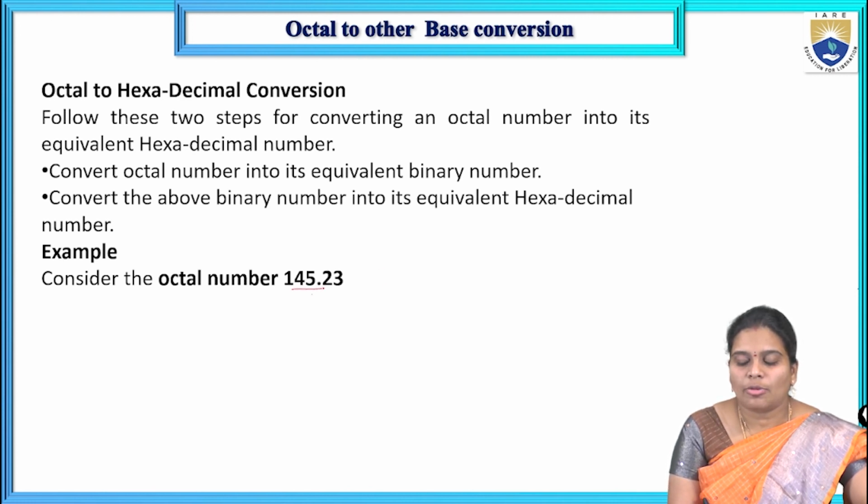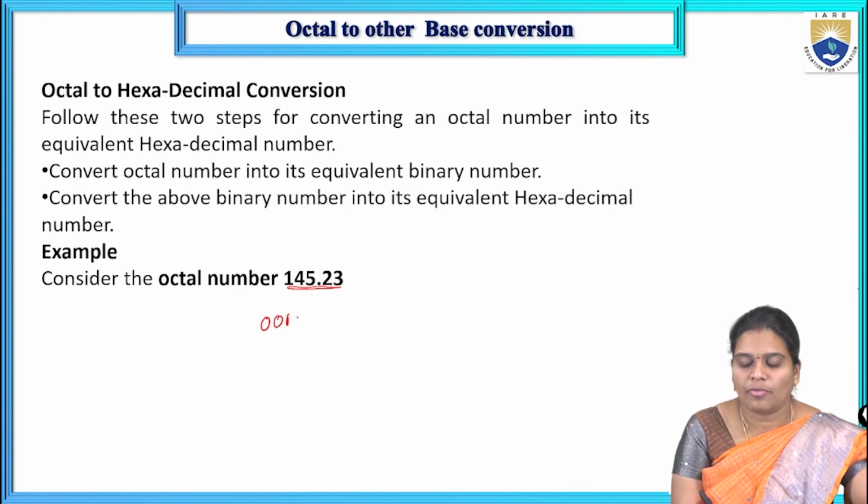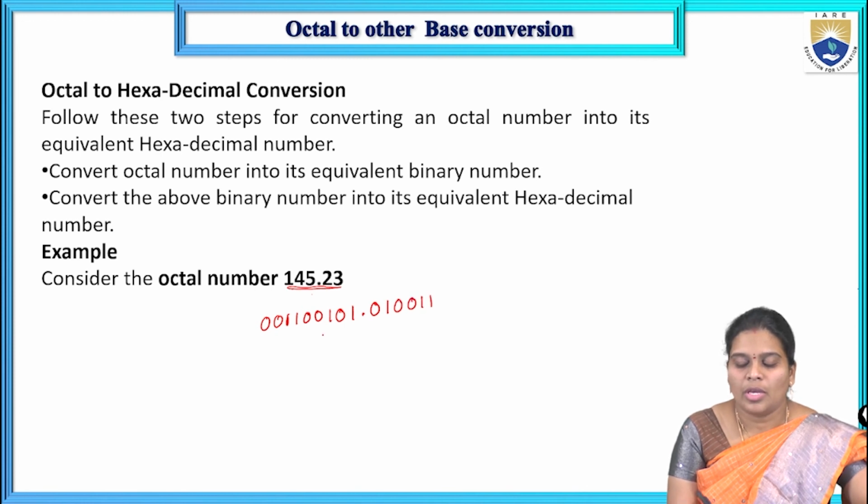In this octal to binary number system, we are using the octal values only. We write the binary value using 3 bits. So for 1, 001, for 4, 100, for 5, 101. For 2, 010, for 3, 011. So this is the first step, where the octal number system is converted to binary. Next, this binary value is converted to the hexadecimal number system.